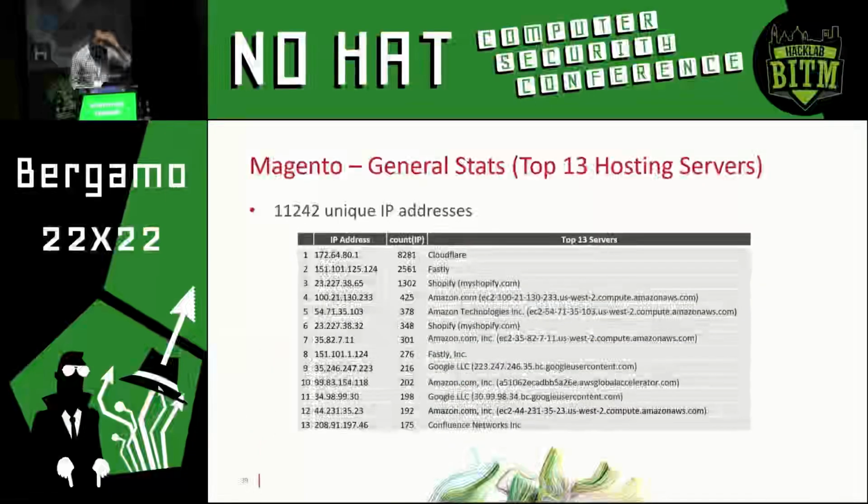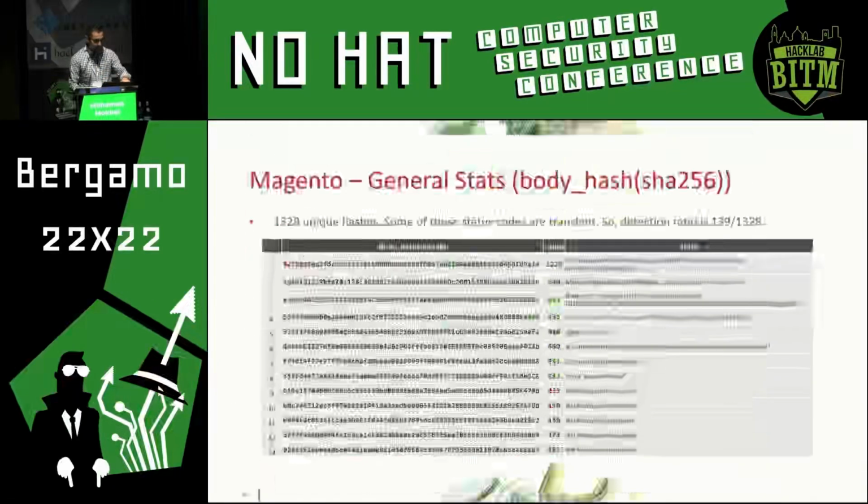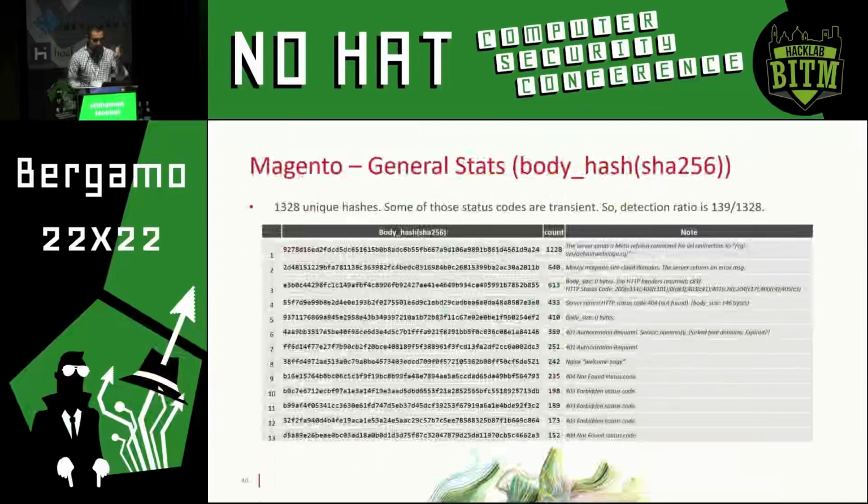General stats, I will take some time, I'm sorry about that. I'm gonna skip through this one, but this one I have to take some time on. So just going back to the hashing of the page itself. In total, you get 1,328 unique hashes. Remember, we're scanning 104,000 Magento websites. And how come we have only 1,328 unique hashes?